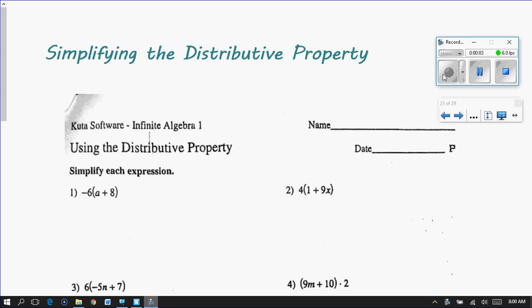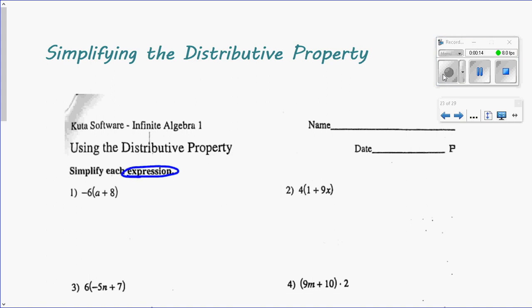Okay, here is our video for simplifying using the distributive property. So we're using the distributive property here. Today, in this lesson, we are just simplifying expressions. So I want you to take a note that says these are not equations.